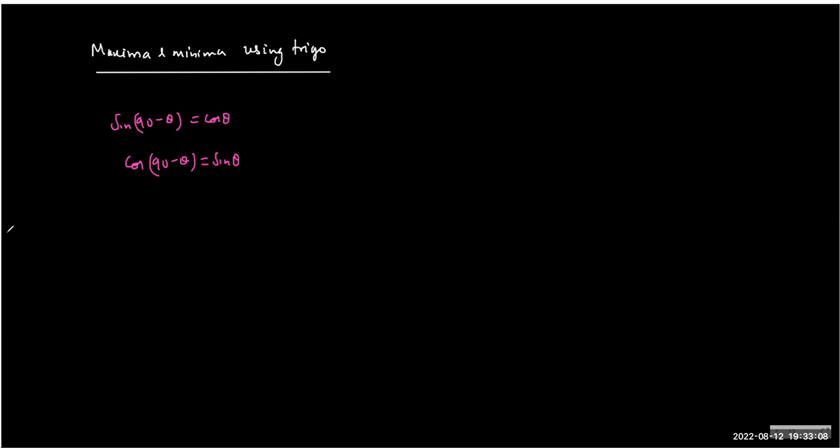So when we have a term like this, A sin theta plus B cos theta, this entire term we can convert into a single sine formula or a single cosine formula. Although it looks different, it is a single term which we can convert. So what are the rules to convert?